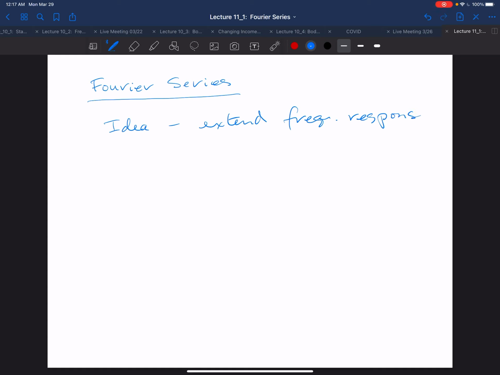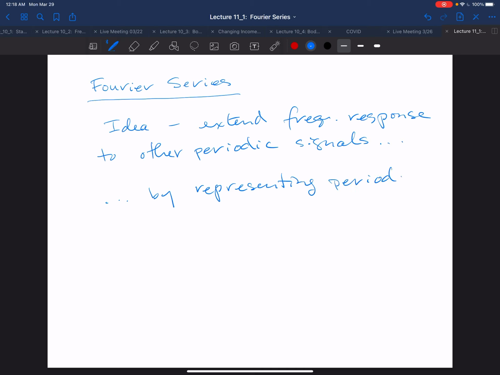So that would let us extend the idea of a frequency response to other periodic signals, shall we say. And we can do this by representing such periodic signals as infinite sums of sinusoids.